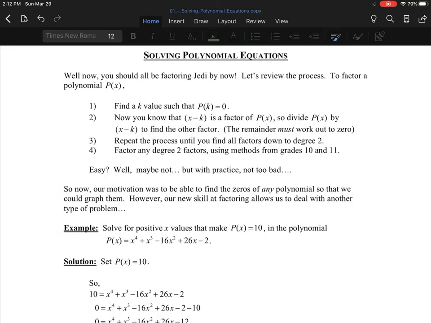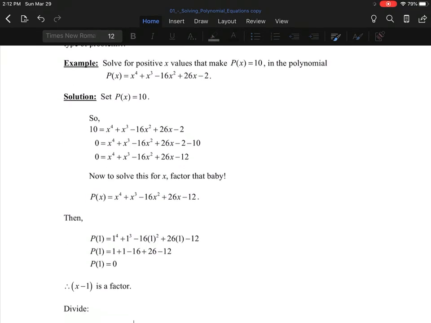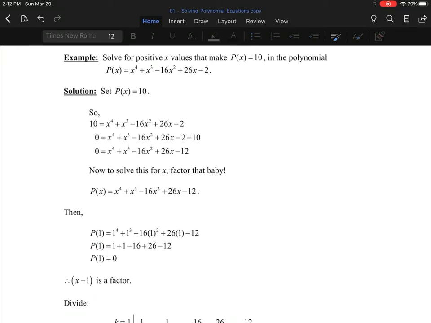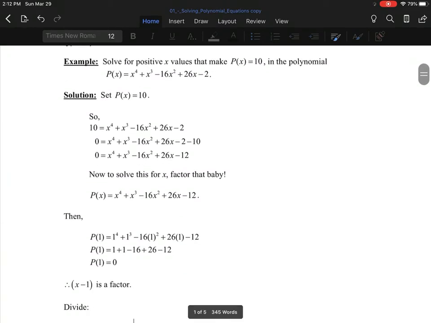So now our motivation at that time was to be able to find zeros of any polynomial so that we could graph them. However, our new skill at factoring allows us to deal with another type of problem that's very, very similar. So here's the example we can do here, and I've written this one completely out for you so that you don't have to do any writing here, because especially if you know how to factor, you'll find this example pretty straightforward. The example says solve for positive x values that make p at x equal to 10 in this polynomial.